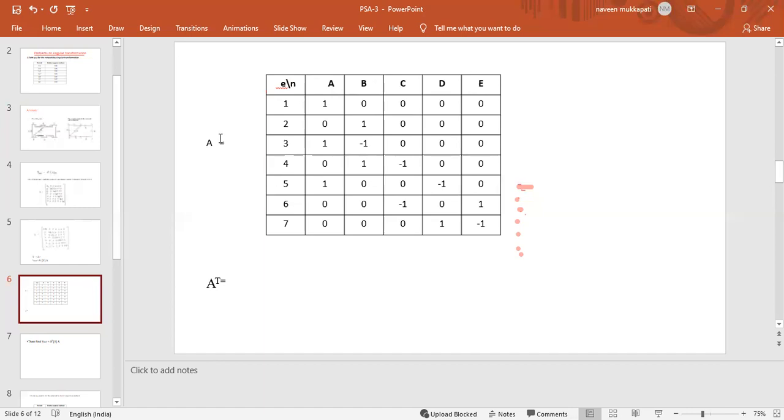What is meant by the A matrix? The bus incidence matrix. In the A bar matrix, the reference node is also included, but in the case of the bus incidence matrix, the reference node is eliminated. Therefore, taking E as the reference.